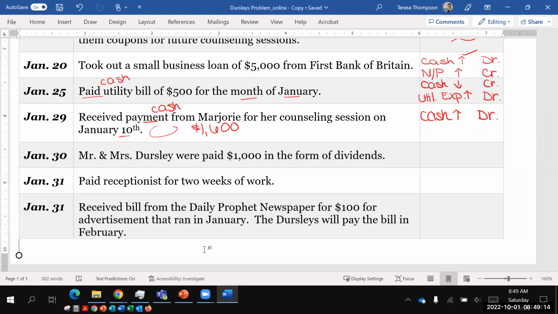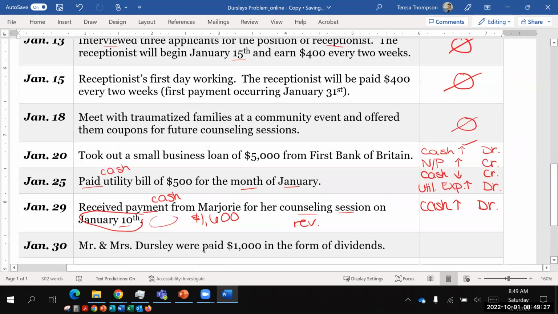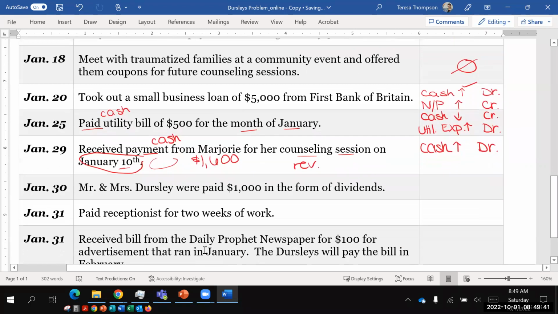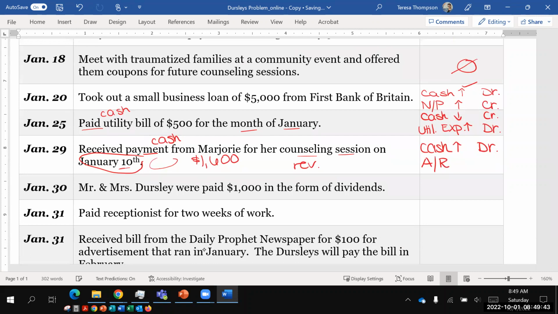This is a tricky one. So a lot of students want to do revenue again because they say, oh, it's a counseling session. But the counseling session was provided on January 10th. And revenue recognition says record revenue when you earned it. So on January 10th, we recorded the revenue already. Don't hit revenue again. You didn't perform the service twice. What you're going to want to hit is the other account you used on the 10th, accounts receivable, your customer account to be received, right? Because now you're receiving it. So you want to decrease that balance.